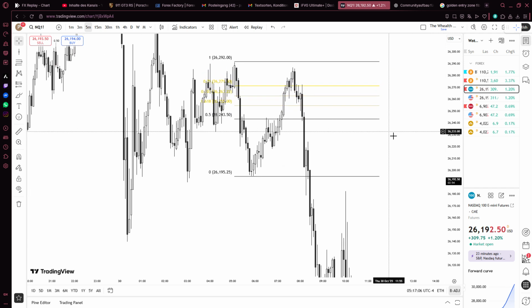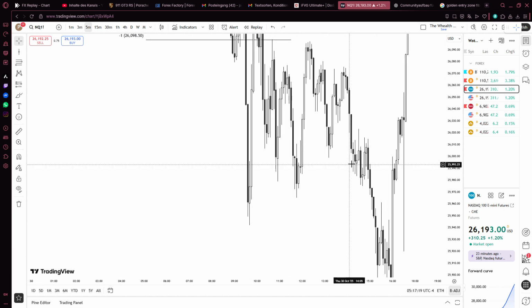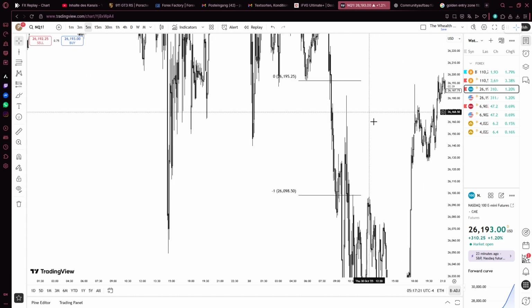I don't say it's only because of this order block. Don't get me wrong. But if you would have taken a short down here, you would have got stopped out, and then you would have missed out on all of this. Okay.